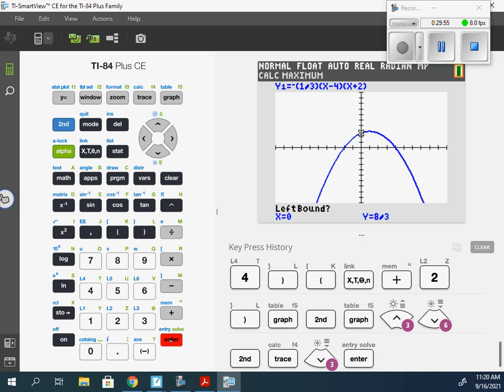Now we are already to the left of it, so we can go on and hit enter. If we want to go over to the right of it, hit enter, and enter, it tells us that the vertex is at what? 1, 3. So our vertex is at 1, 3. And we were able to see that on the graph. Which also means our axis of symmetry is x is equal to 1.